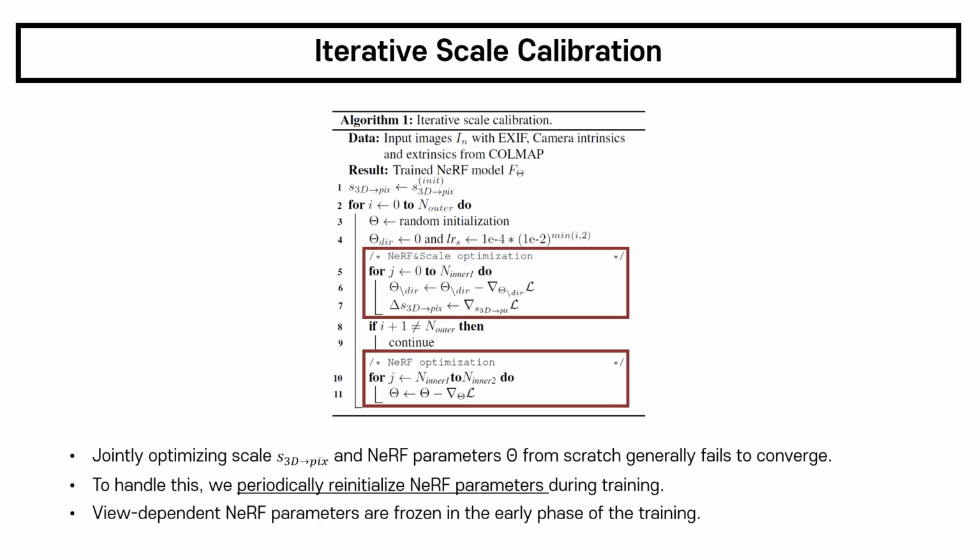We set the weights of the MLP layer, which are multiplied with the viewing direction, to 0 and freeze them in the initial inner loop. This process helps the NeRF network first learn view-independent colors. In the following inner loop, it develops view-dependent colors from the initially learned view-independent ones.